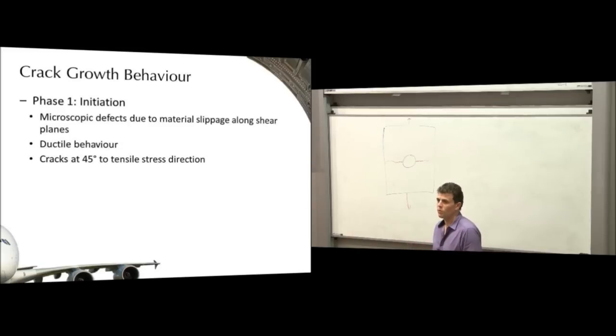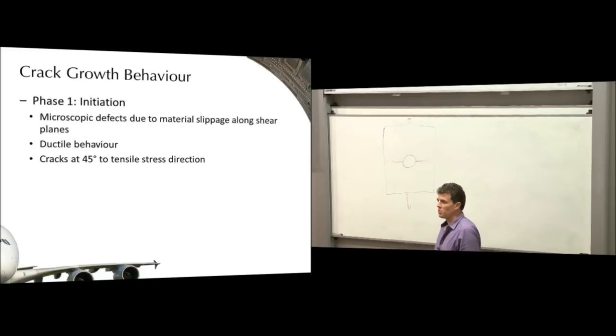If you did go in there with a scanning electron microscope and find one, it would be at 45 degrees to the principal stress direction. So if you remember back from your tensile tests in 2400, if you had a ductile failure, you got a cup and cone type failure. If you got a brittle failure, it was more of a flat surface, which was perpendicular to the load. So these initiation cracks are ductile.